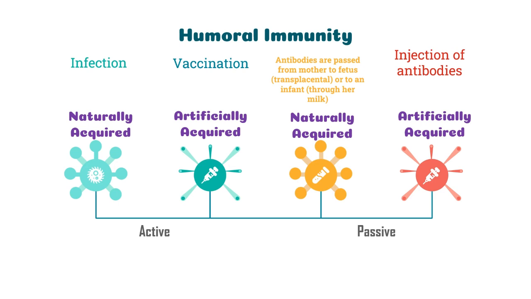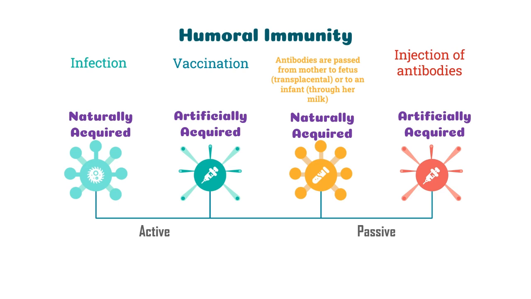So we have two types of humoral immunity: the active one and the passive one. In the active one, the B lymphocytes get activated, proliferate, and differentiate. In the passive one, the B lymphocytes of our immune system are not activated, and ready-made antibodies are introduced into our body. Each of them can be either natural or artificial.